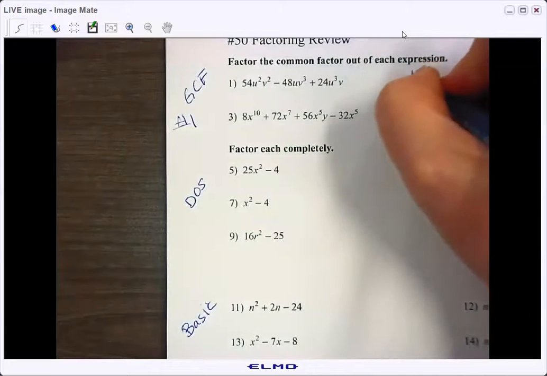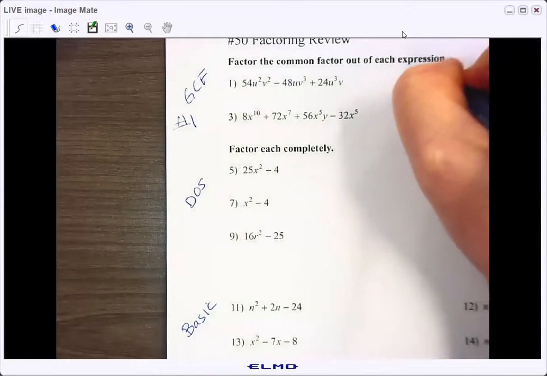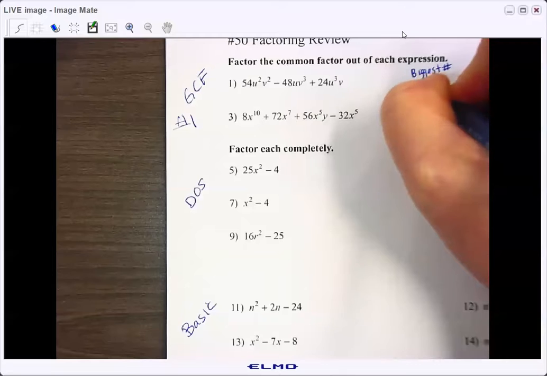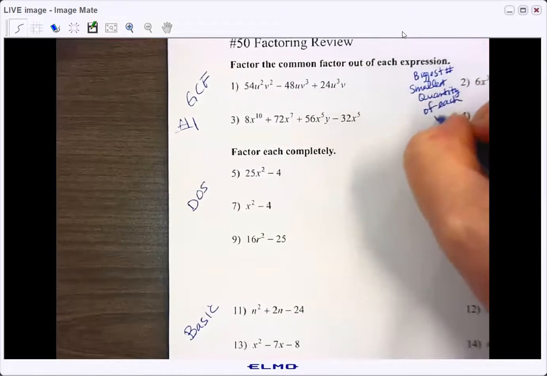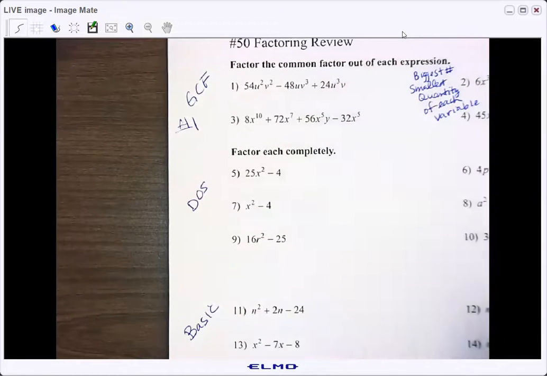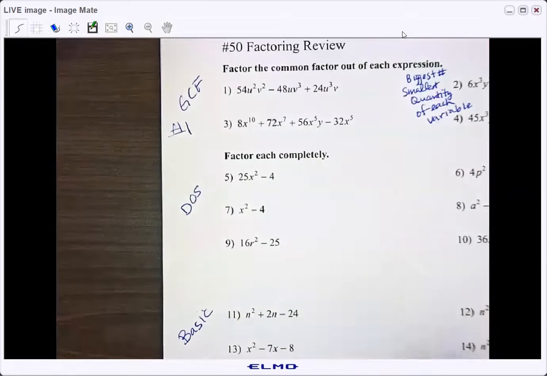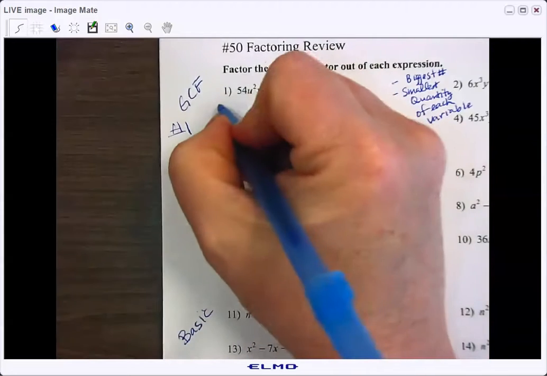So we're looking for the biggest number and smallest quantity of each variable. Okay, good. Yeah, so 6 is the biggest number that goes into all of those. 2 goes into them, 3 goes into them, but 6 is the biggest.